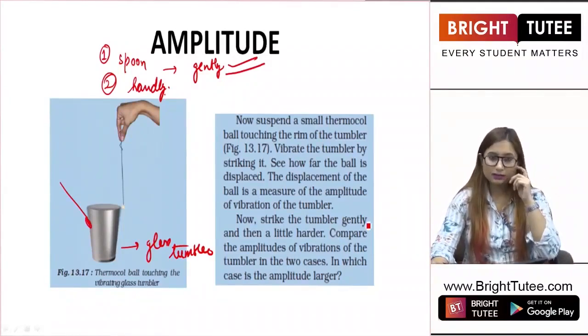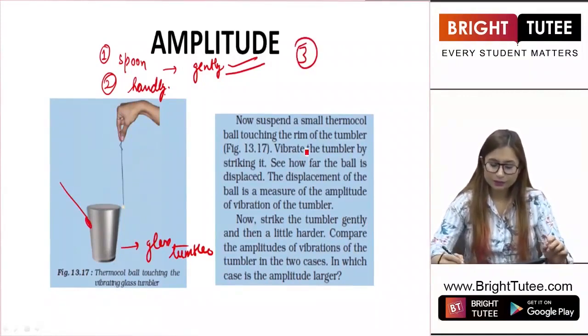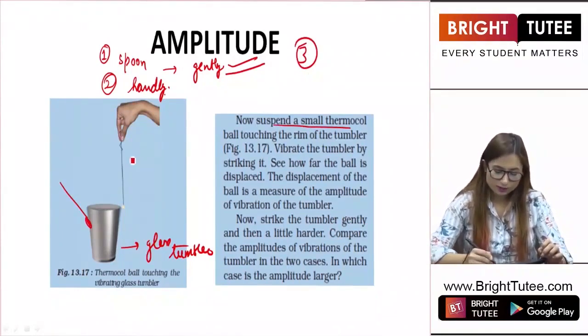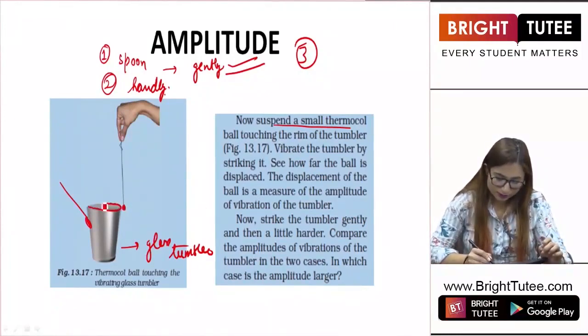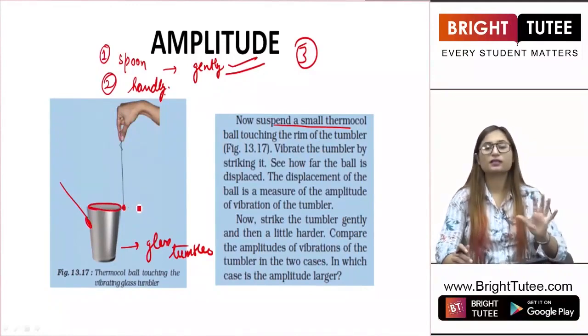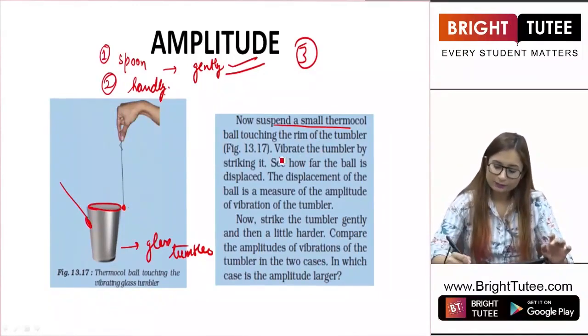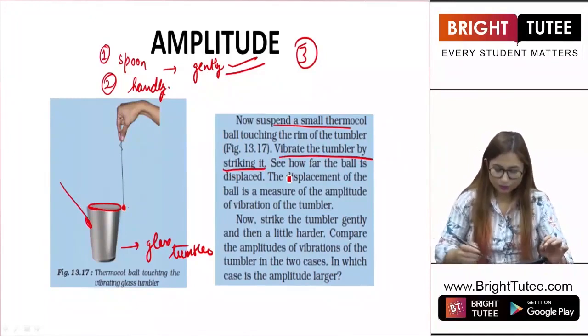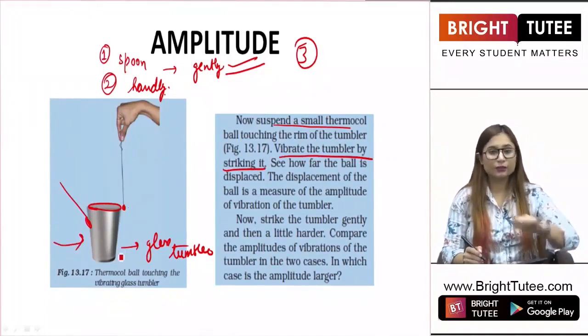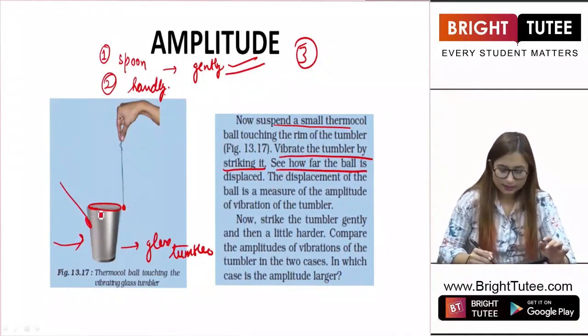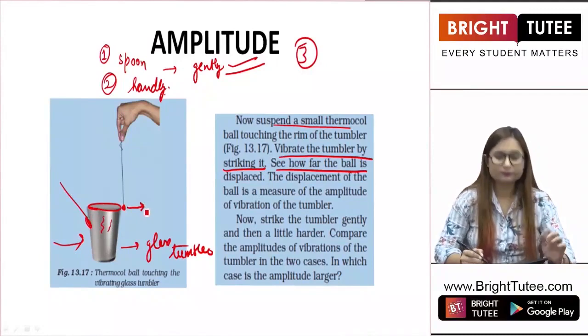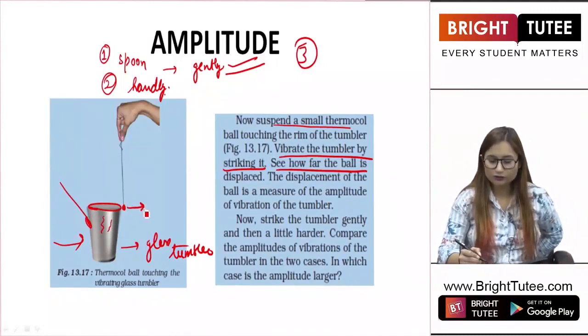Now, the third case is you suspend a small thermocol ball touching the rim of the tumbler. Vibrate the tumbler by striking it. Now, you again hit with the spoon and vibrate the glass, right? See how far the ball is displaced. As the glass starts vibrating, this ball moves far, right? This ball moves farther away.